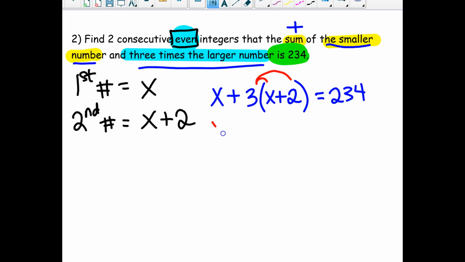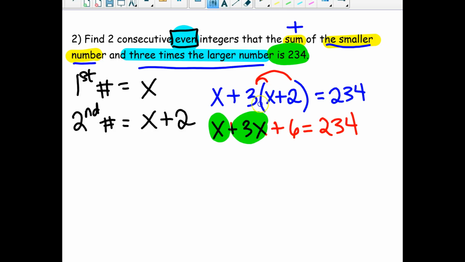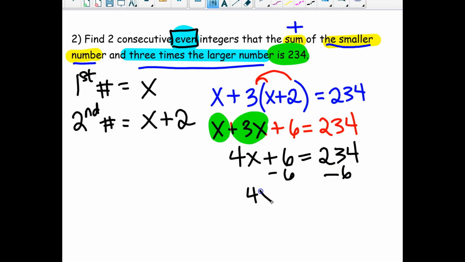Now that we have an equation, we would solve this like we would any other equation, which means I need to distribute. 3 times x is 3x. 3 times 2 is 6. On the left-hand side, I notice I have like terms. I can combine x and 3x, and that will give me 4x. And then I'm now down to a nice two-step equation. So the next thing I need to do is subtract 6 from both sides.